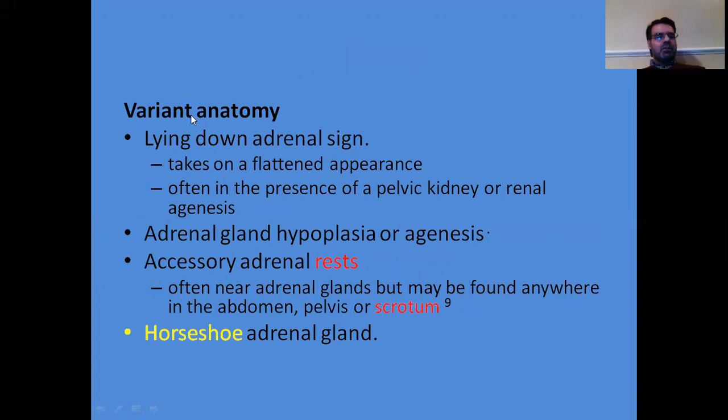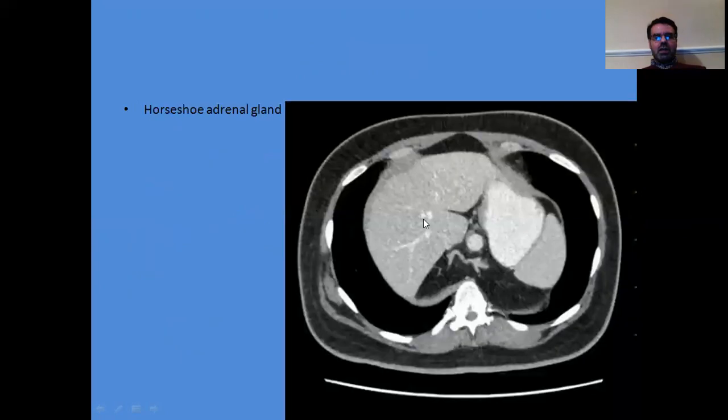Be aware of some variant anatomy, such as low-lying adrenal sign in cases of pelvic kidney. We can also have adrenal hypoplasia or agenesis, and we can have adrenal tissue in other organs, such as testicles. Horseshoe kidney is another variant we can see here in this example.